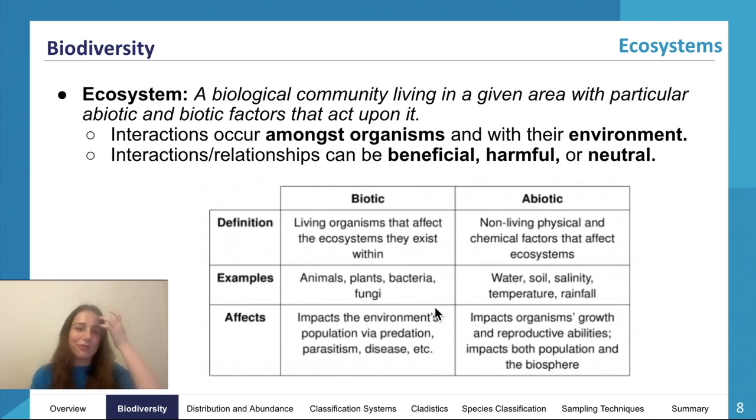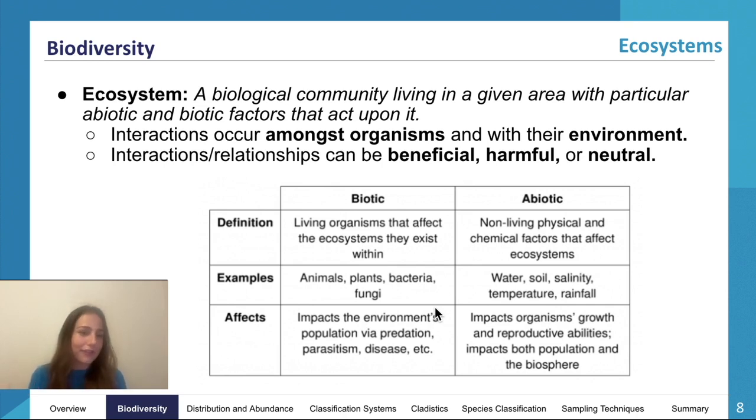You've probably heard that term thrown around a lot, but we need an actual definition to hold on to in this case. It's more than just a collection of living things. It's dynamic, and it's a biological community where living and non-living factors interact and influence each other. That's really the key thing to note. It's extremely dynamic and evolving, and that's because of all these interactions that occur within them.